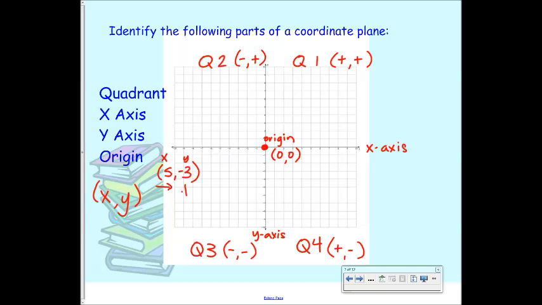Down 3. And how do you know it's down 3? It's negative. What if this were negative? Then you'd go left and then still down. Okay, so we're going to go over 5. 1, 2, 3, 4, 5. And down 3. 1, 2, 3. So that coordinate would be right here. 5, -3. What quadrant is that in? Quadrant 4. All right, and you see that the x is positive and the y is negative.